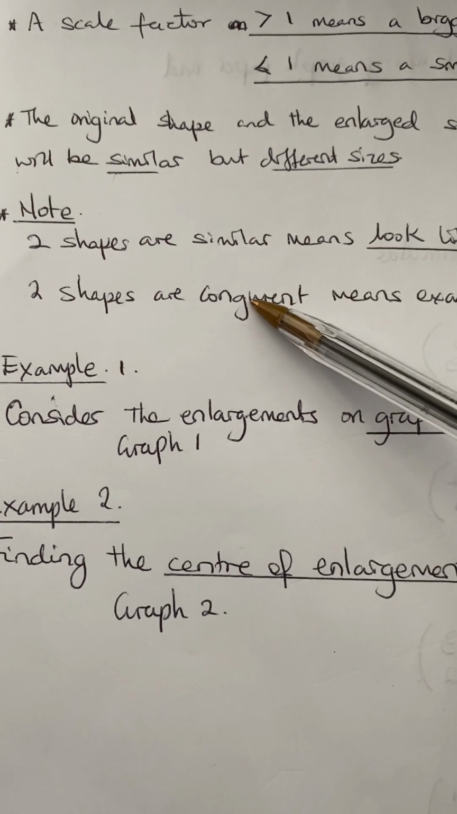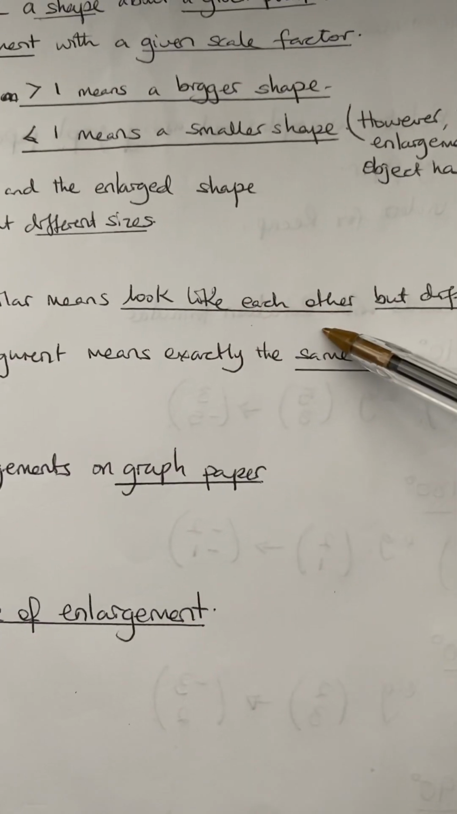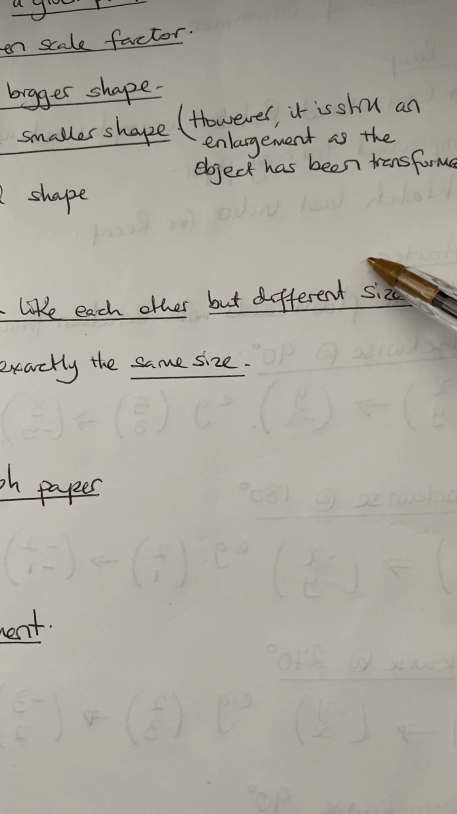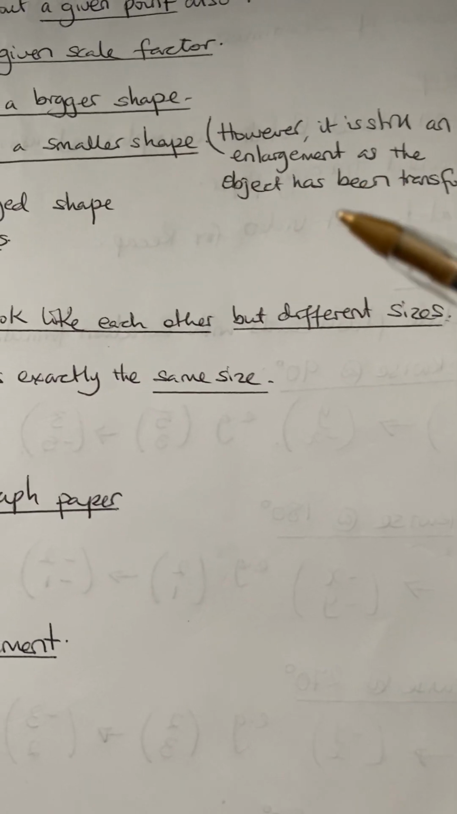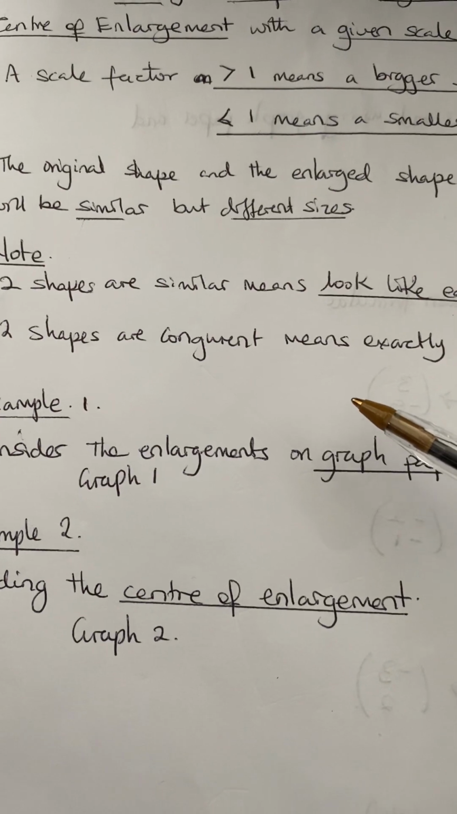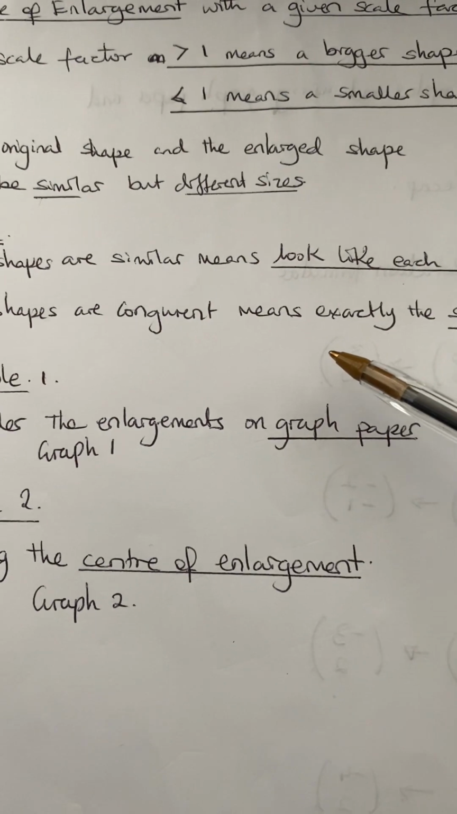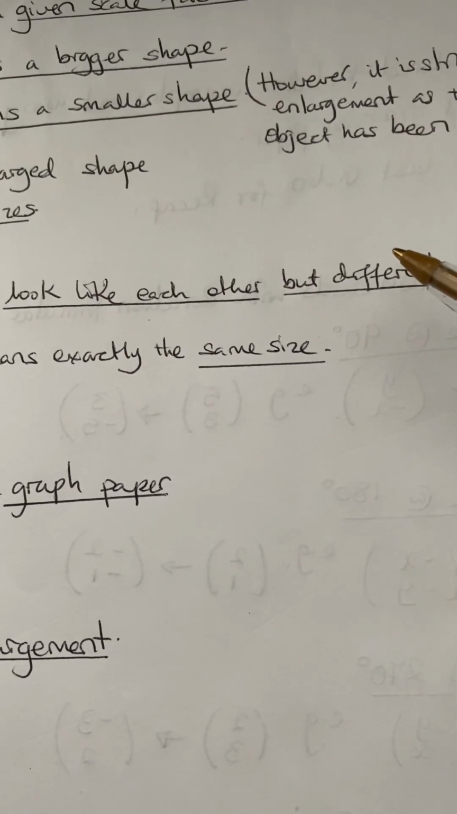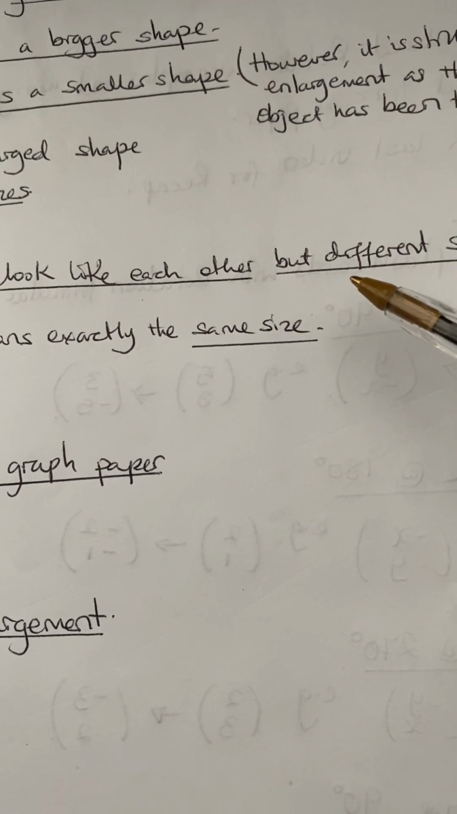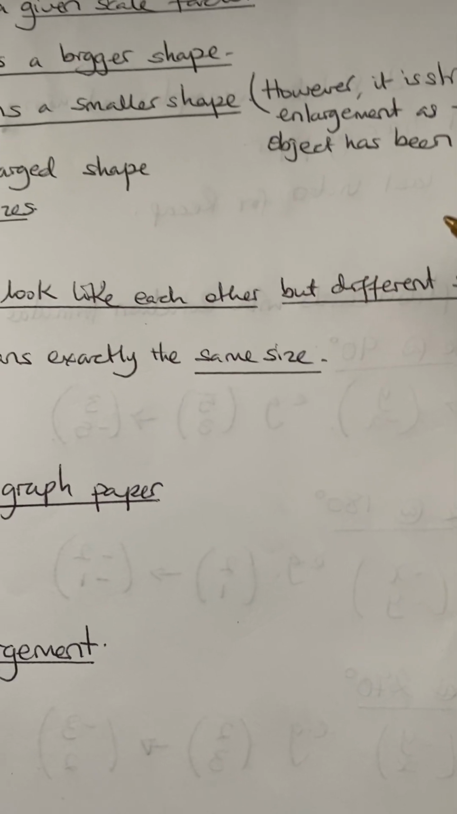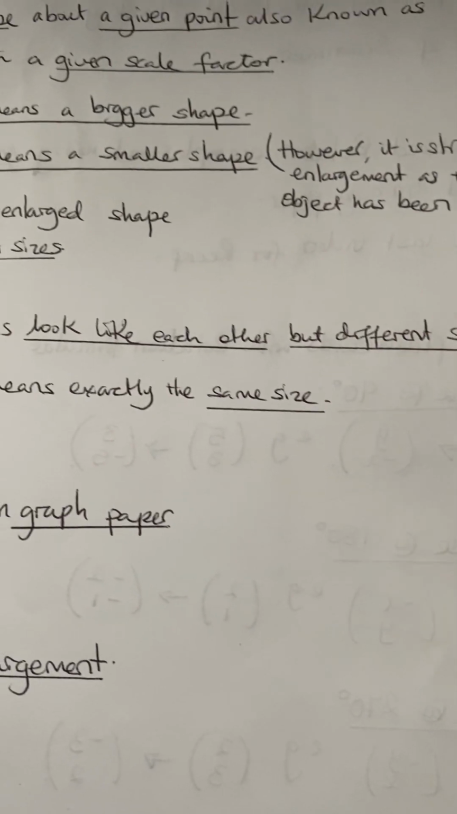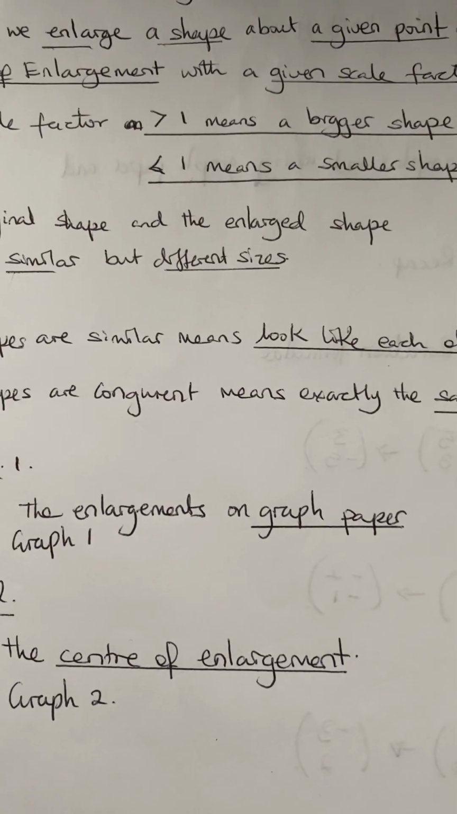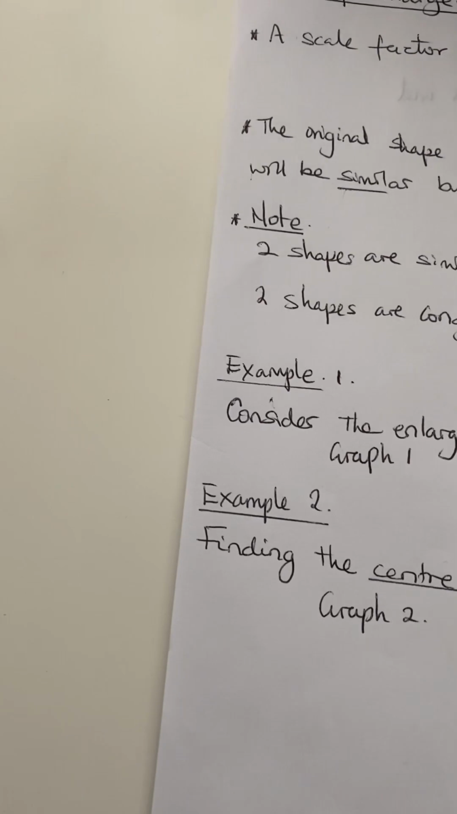Note, two shapes are similar means they look like each other but different sizes. Okay, that is enlargement. But congruent shapes means exactly the same. So if I have a square 2 by 2 and I enlarge it and I still have 2 by 2, it's the same size. Okay, they are congruent, so they are the same.